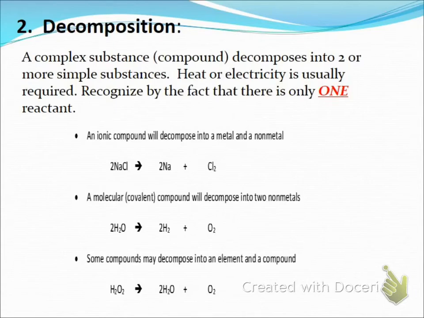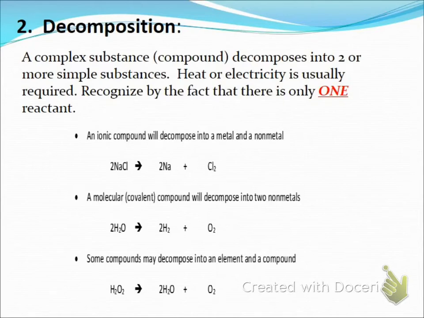Okay? You're going to recognize these by the fact that there's only one reactant. When they're all mixed together, and I'm giving you all the types, they're the easiest to recognize because it's going to have just one reactant, and it's the only type that will have only one reactant because it's going to be decomposing. Usually it takes heat or electricity to decompose it. Sometimes you'll show it with a little heat symbol or electricity over it, but those are just assumed to be there.